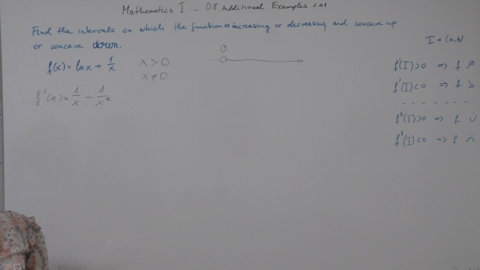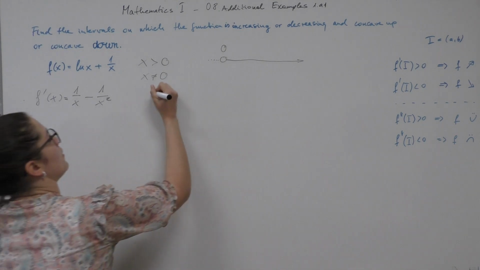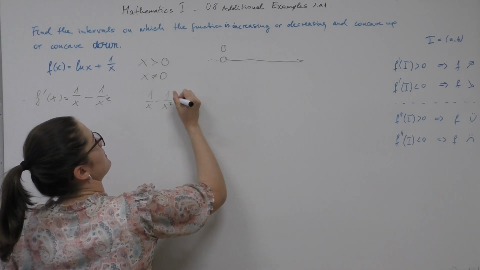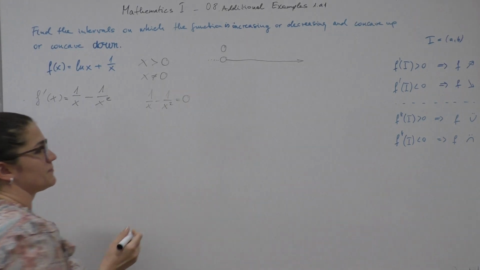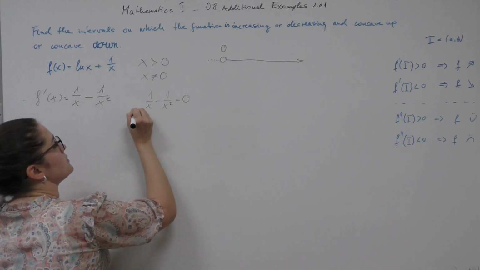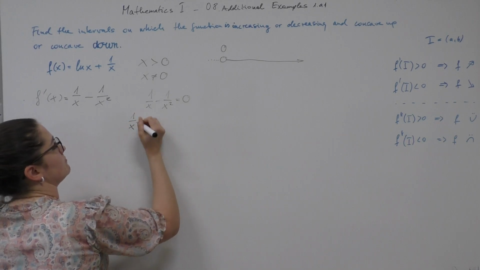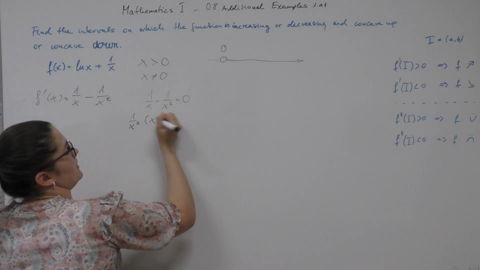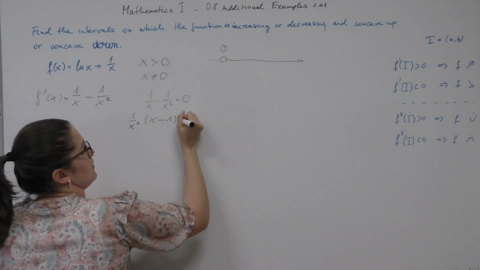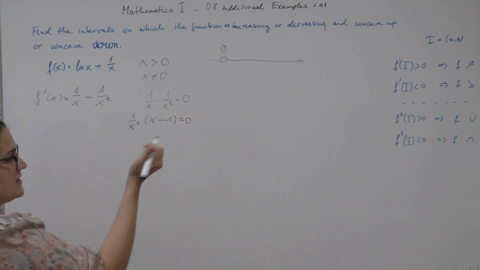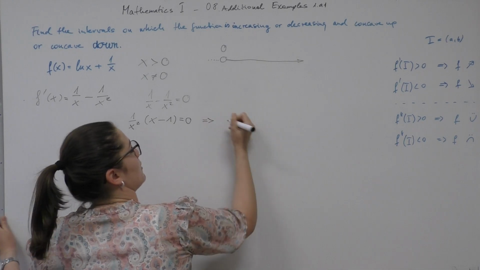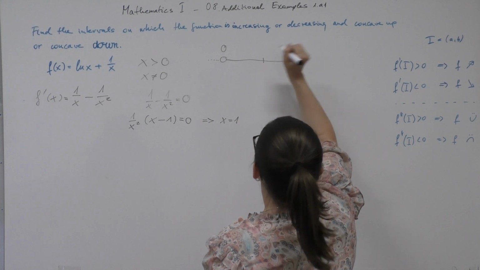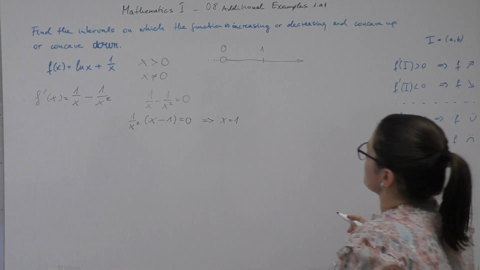To find the critical points of the original function, we have to solve this equation here. First, we factor out 1 over x squared. So the other factor will be x minus 1. From this, it is clear that a critical point will be at 1, which is here in the original domain.